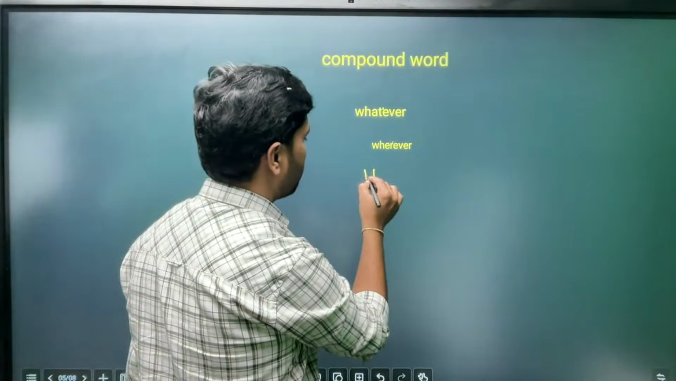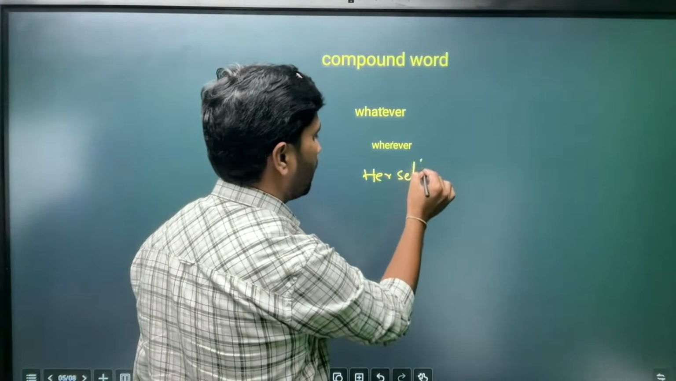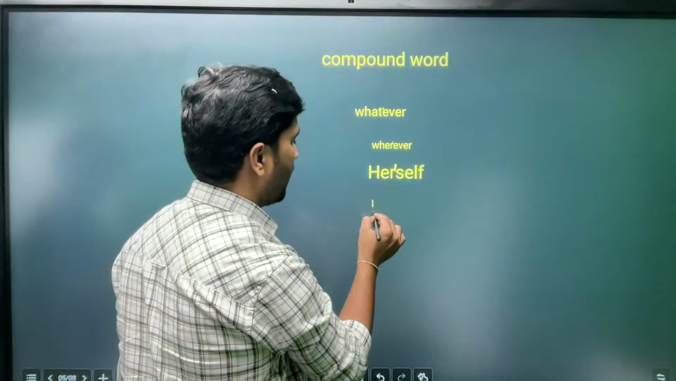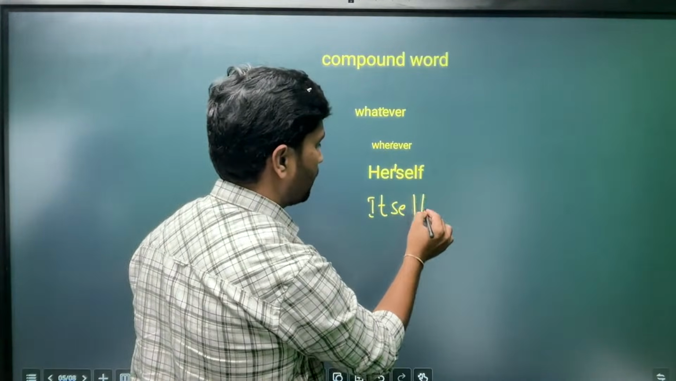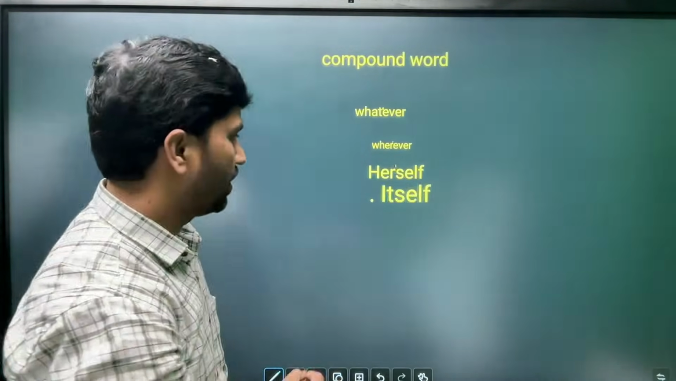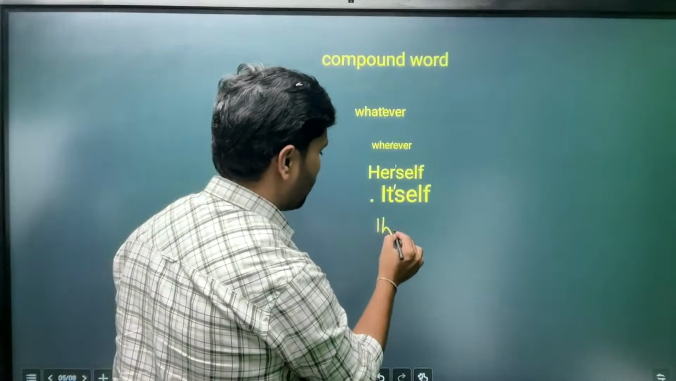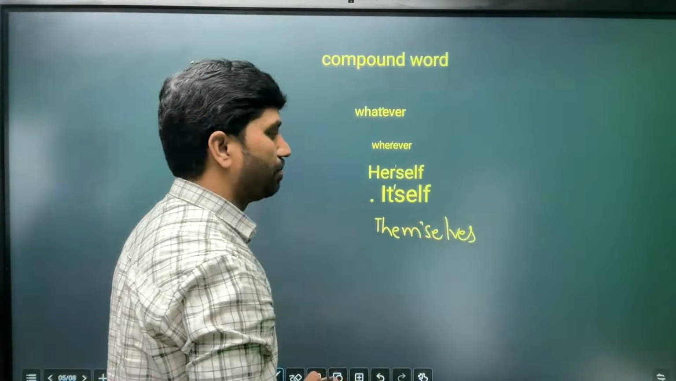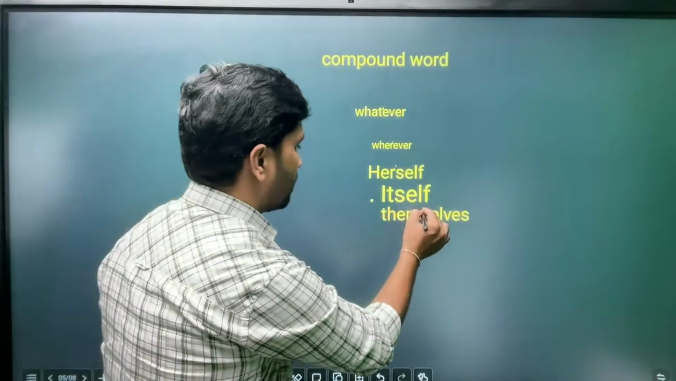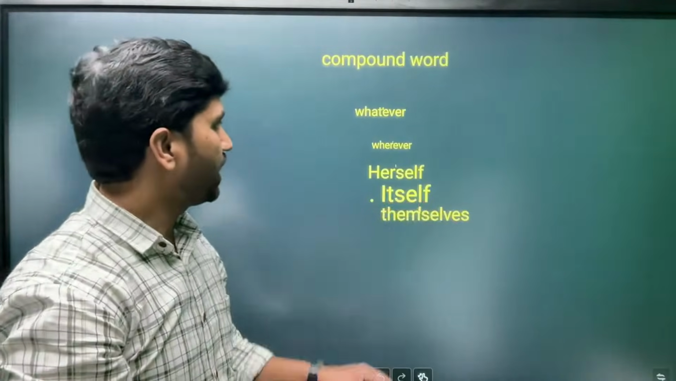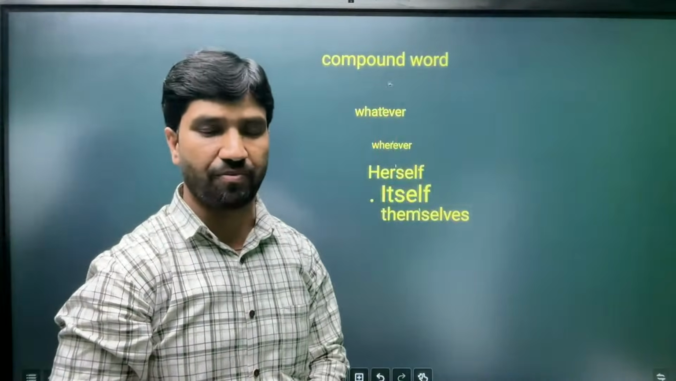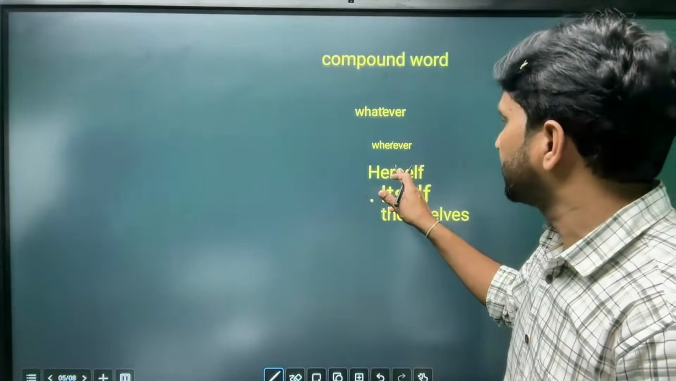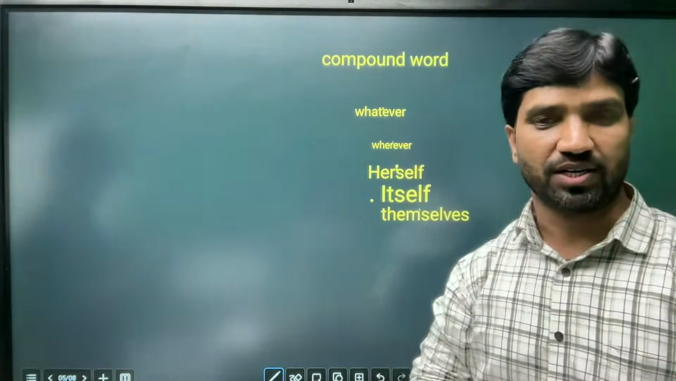For example, herself. The stress mark falls between her and self. Itself. Stress mark falls between it and self. For example, themselves, an important one. Themselves. Stress mark falls between them and selves. Is it clear? See, compound words are different and compound nouns are different. For compound nouns, we get the stress mark on the first letter of the word. In compound words, we get the stress mark between both words.